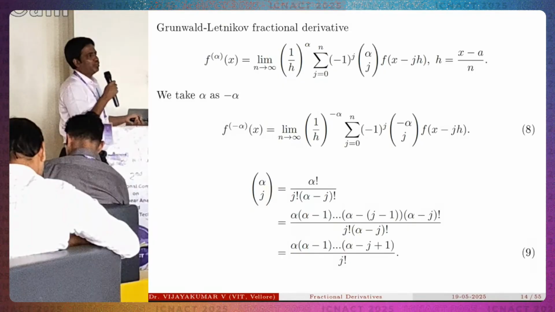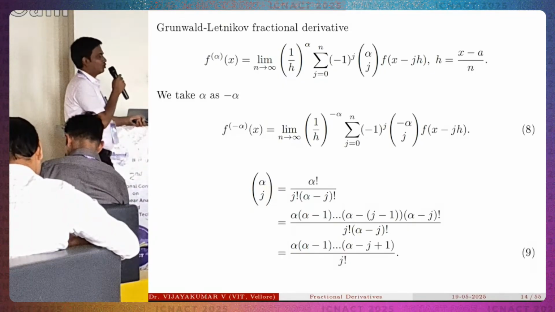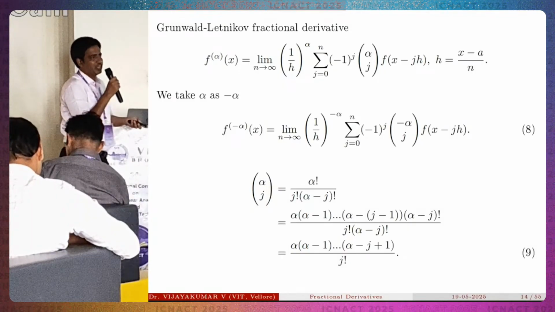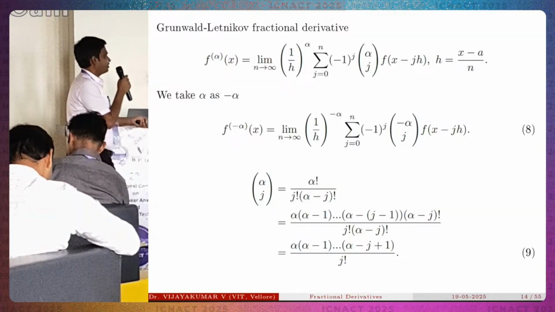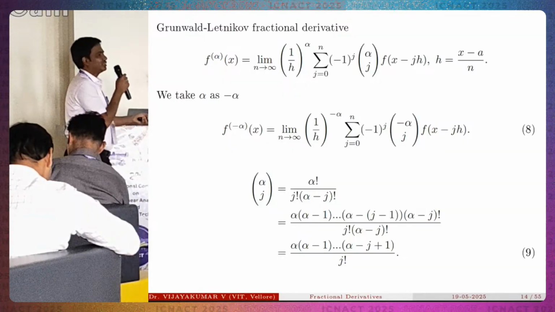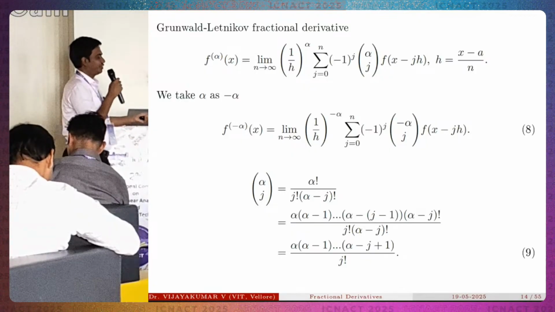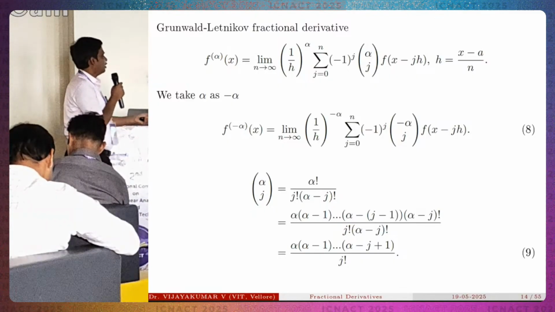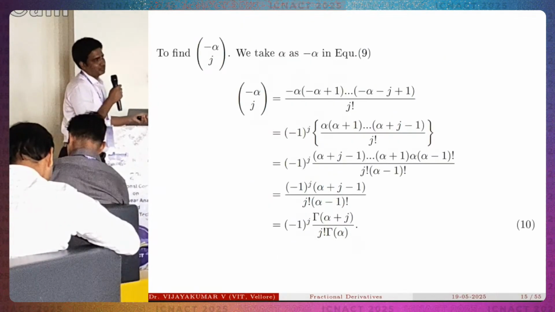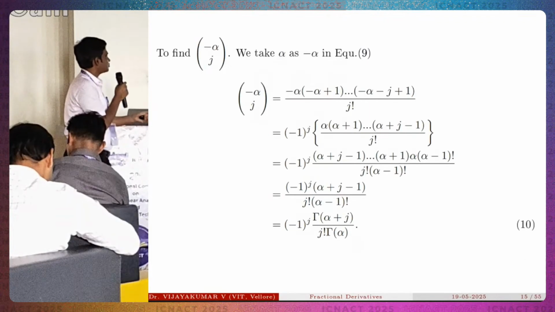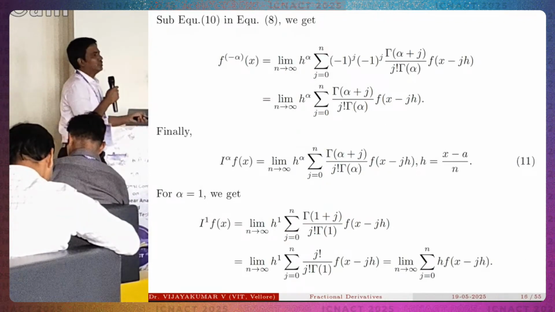I'm simply going to extend the GL fractional derivative to the Riemann-Liouville integral. So I started again. I'm taking the nCr part, the alpha C j part. I'm doing some simplifications: adding, subtracting, multiplication, dividing by something. I'm able to reach some kind of answer like this. So simple calculations only.